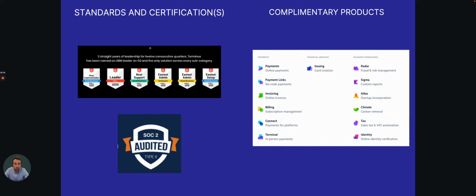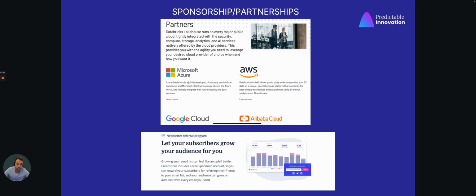Then, talking about complementary products, a great example is Stripe. Stripe started as a payments platform, but now you see all the different products they have: business operations, financial services. They even have different verticals: Radar, Sigma, Atlas, Climate. Those products all complement their core offering, which is the payments platform. They drive more customers just because they have complementary products around the same market category or a complementary market category.